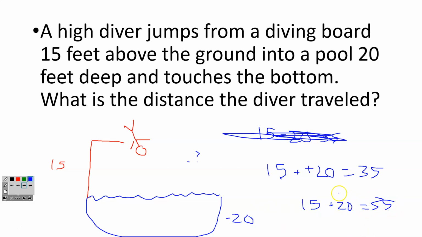Just like this. So use your common sense. If you get something that doesn't make sense, try something different. Because if somebody would have tried to do this, they still would have gotten that negative 5, and that just didn't make sense.